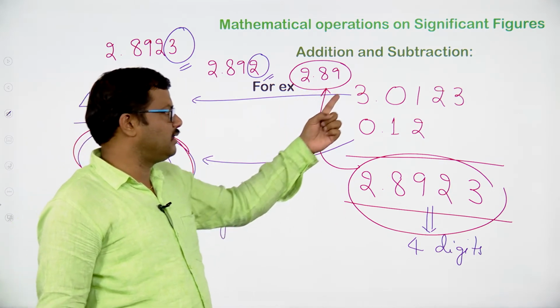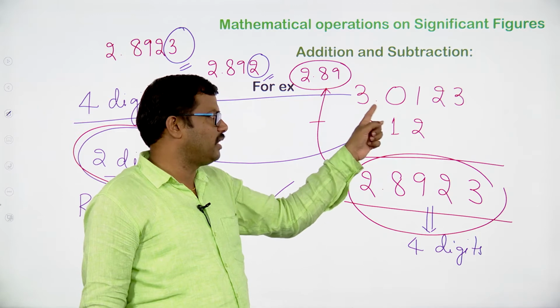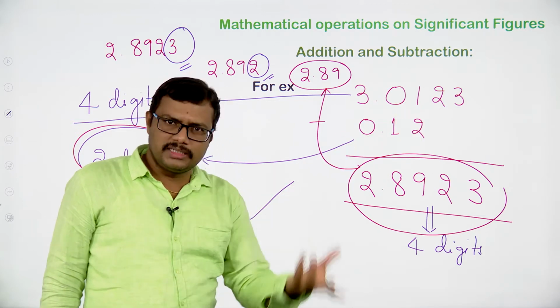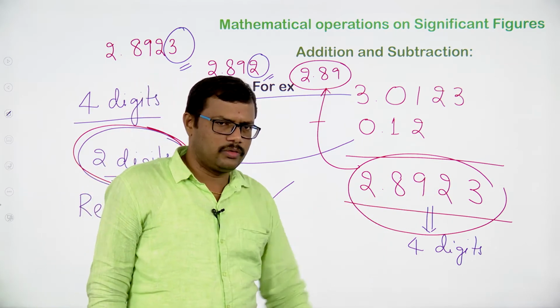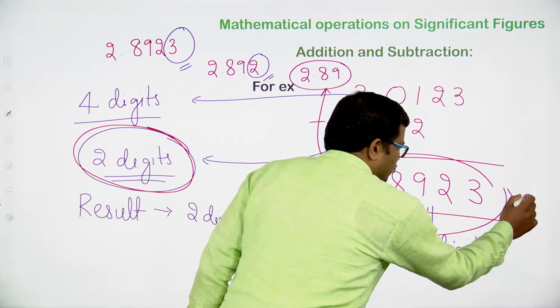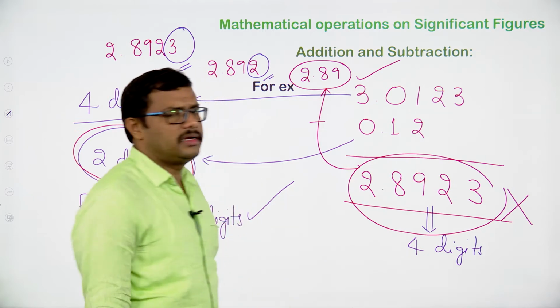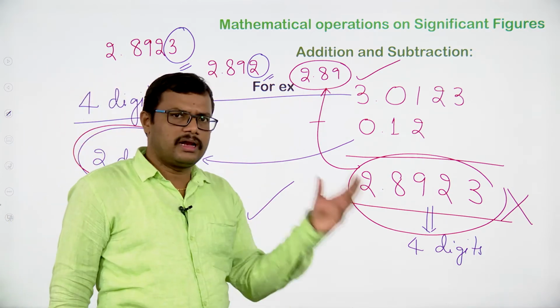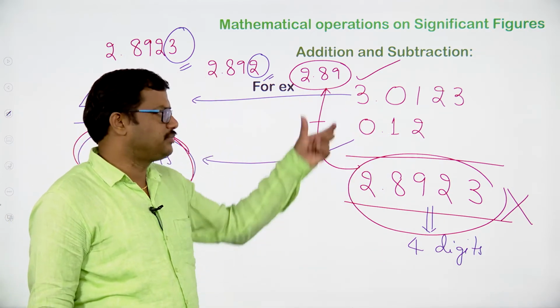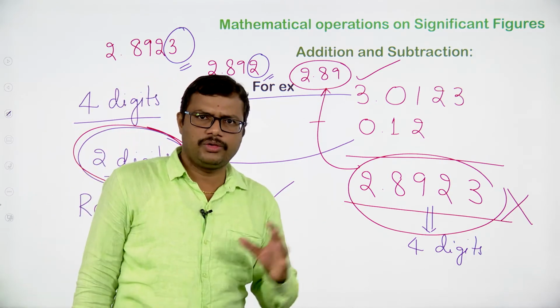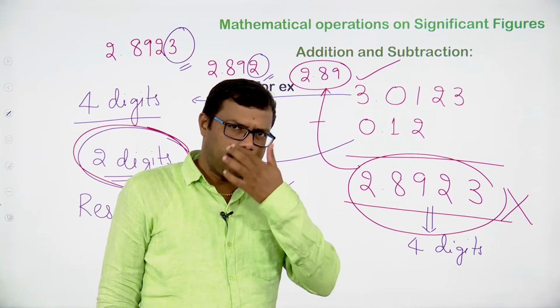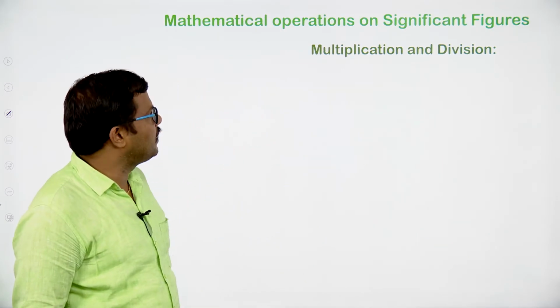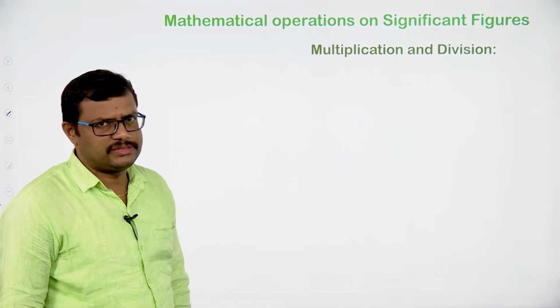So when we are subtracting 0.12 from 3.0123, the result is 2.89. It is not 2.8923. This is the correct result, 2.89 is the correct value for this subtraction process. I think you got a clear idea with respect to addition as well as subtraction. Let us move on to multiplication as well as division.